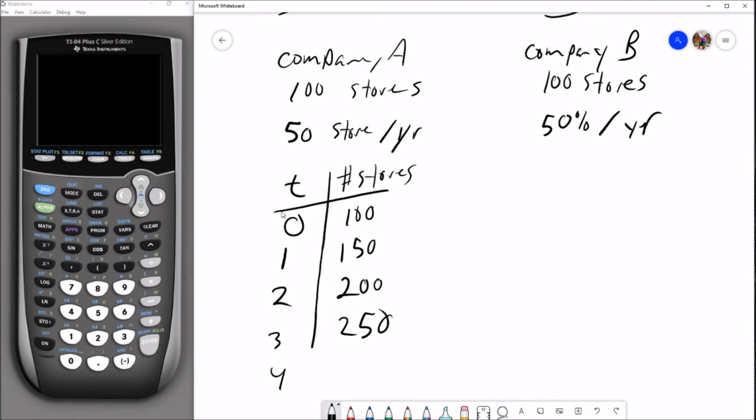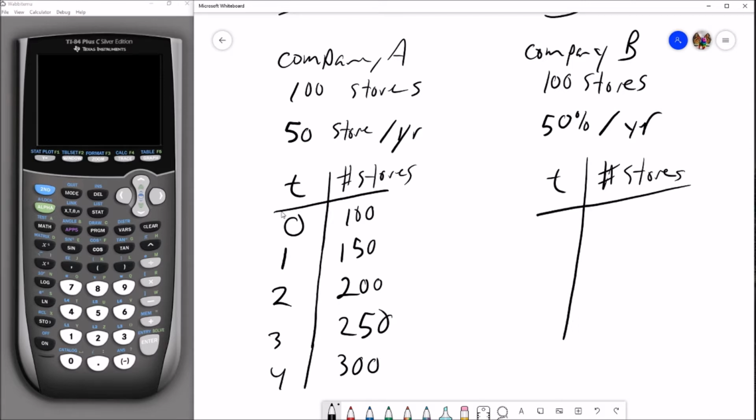So what makes Company B different? We could set up our table of values here. Number of stores. When we're just starting out, we have our 100 stores. Now, 50% of 100 is 50. We think, what is half of 100? Well, that's just 50. So 1 year in, we have also 150 stores.